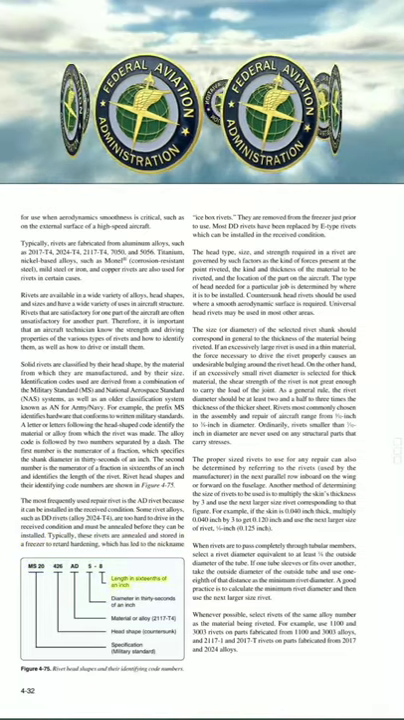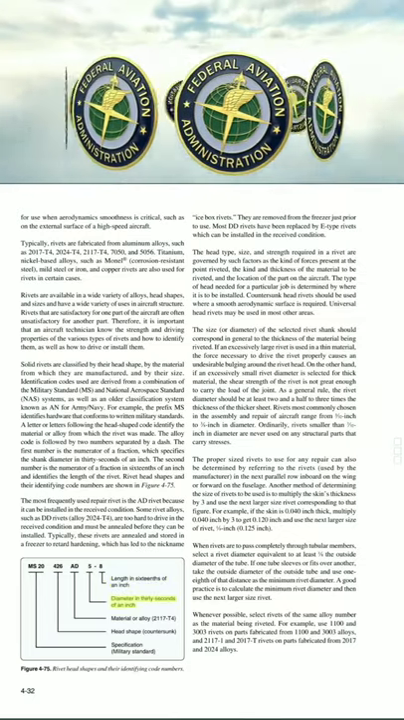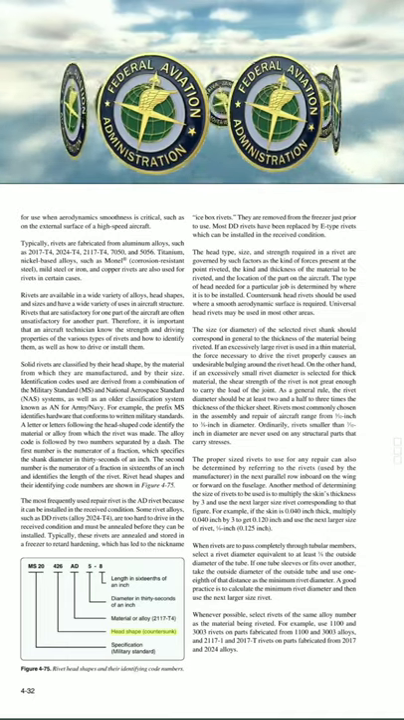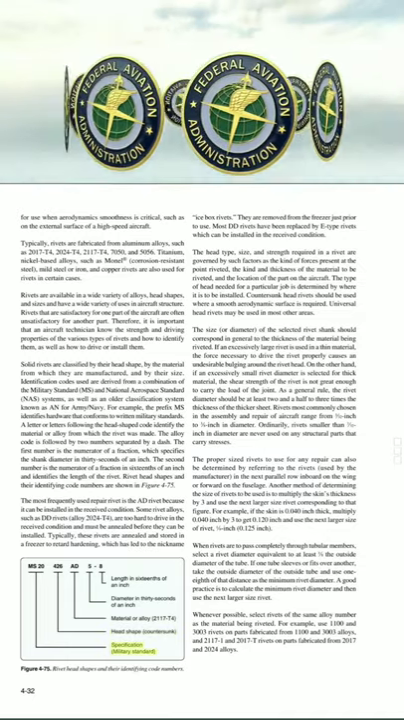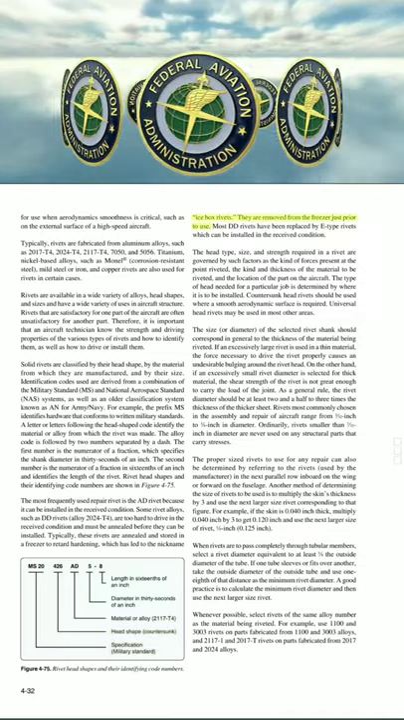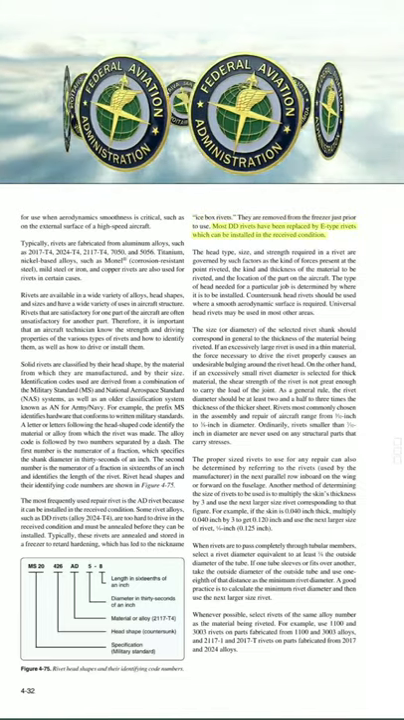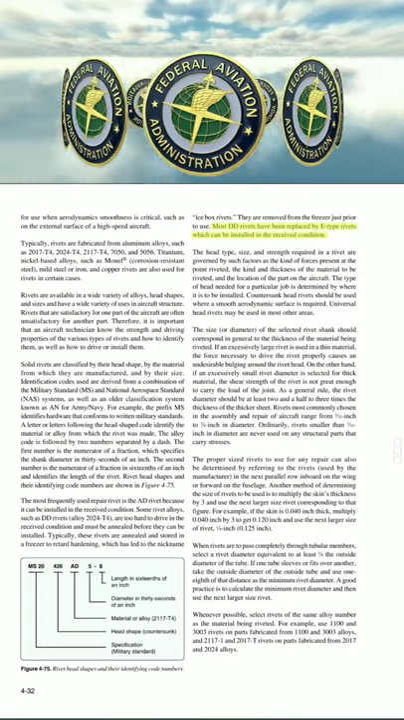MS20426AD5-8: length in 16ths of an inch, diameter in 32nds of an inch. Material or alloy, 2117T4. Head shape, countersunk. Specification, military standard. Icebox rivets. They are removed from the freezer just prior to use. Most DD rivets have been replaced by E-type rivets which can be installed in the received condition.